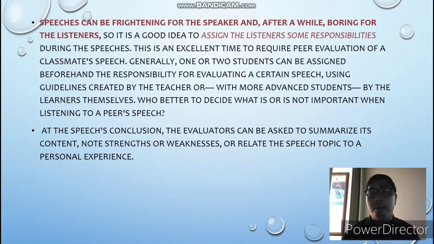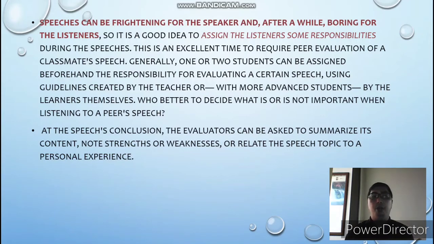So, speeches can be frightening for the speaker. Stage fright comes in. After a while, they can be boring for the listeners. So it is a good idea to assign the listeners some responsibilities during the speeches. The class should be given tasks as they listen to the speeches. This is an excellent time to require peer evaluation. Their peers, their classmates, can evaluate the speeches being delivered by their fellow classmates.